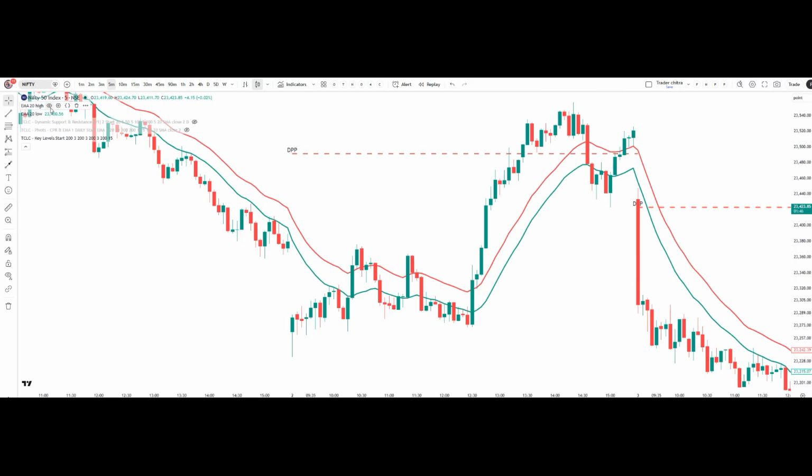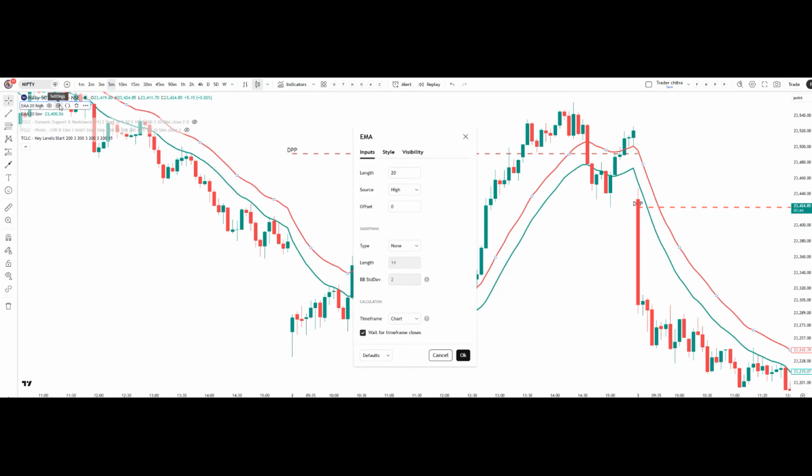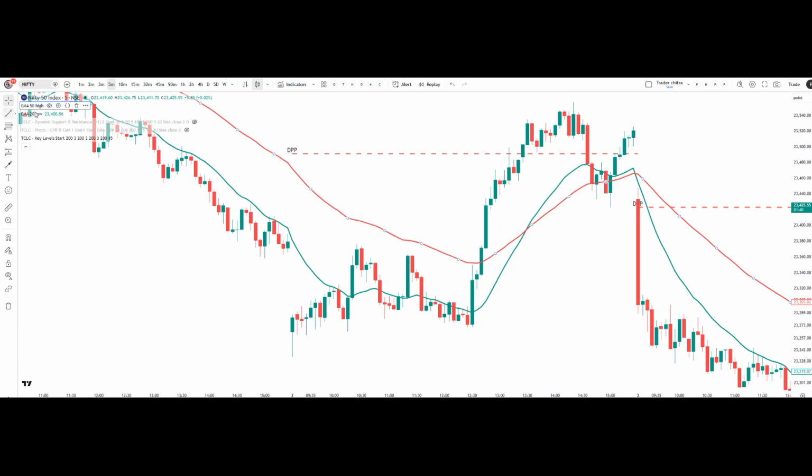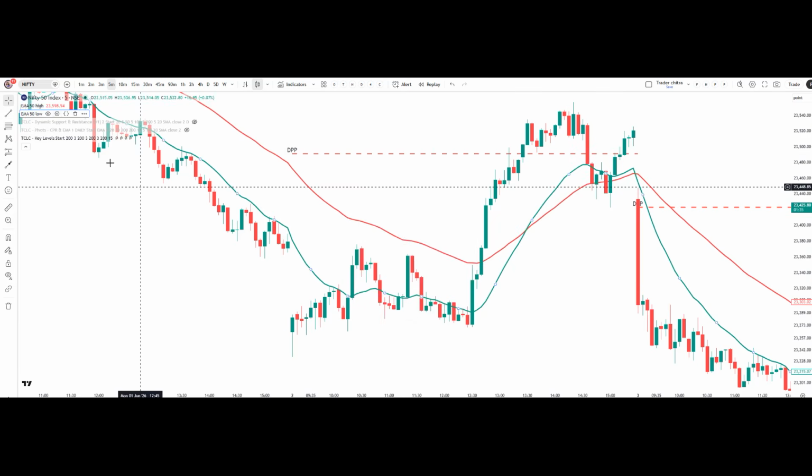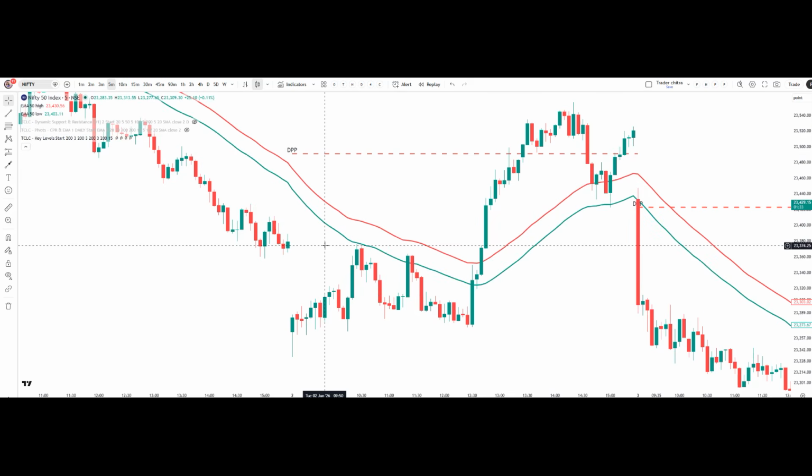So I have shown with the example of 20 moving average. Now I am going to show you how you can add the 50 moving average also in the same manner, and you can use any time frame. Here I have shown with the 5 minutes time frame. You can trade using 15 minutes time frame also.